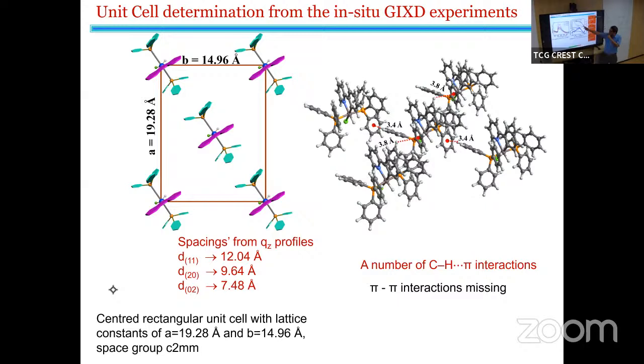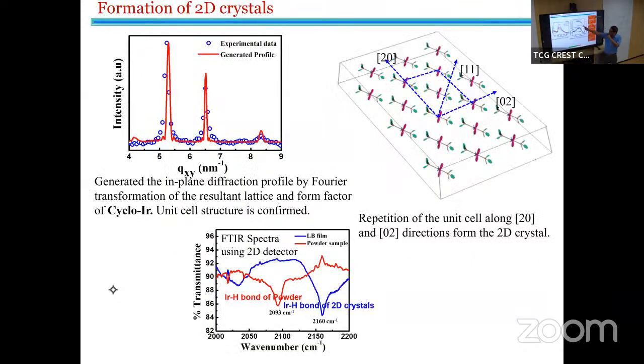Okay. So once you have this kind of information, the question comes: what are the interactions there? In order to find out the interactions, we arranged these molecules within these unit cells in different patterns. We found that a number of CH-pi interactions are dominating within these two-dimensional crystals. The pi-pi interaction, which was quenching the luminescence, is missing here. So that's the reason it gives high photoluminescence in the solid state.